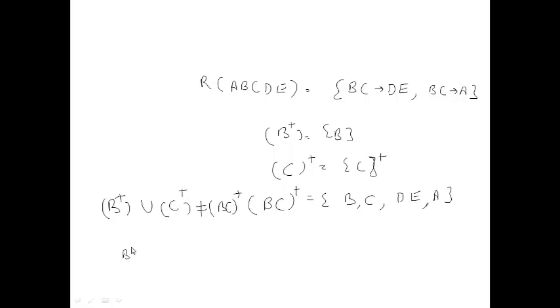But the closure of B closure union C closure, the whole closure, is equal to BC closure, because B closure is B, C closure is C, and the closure of B union C, the whole closure, is equal to the BC whole closure. So this is the relationship between attribute closures.